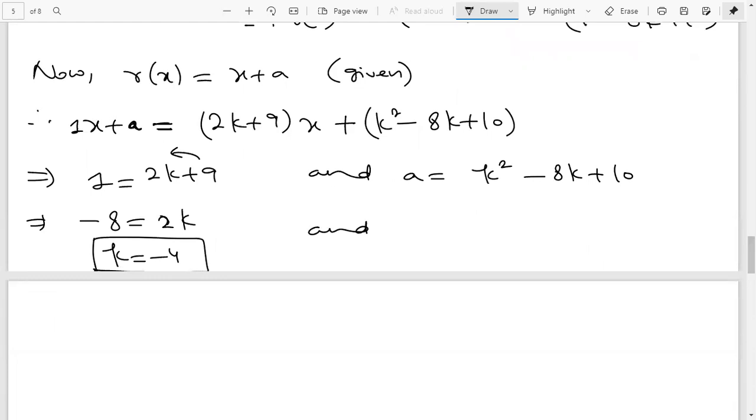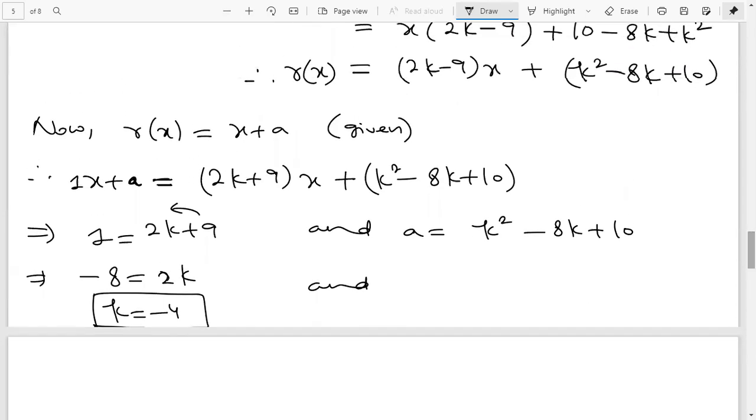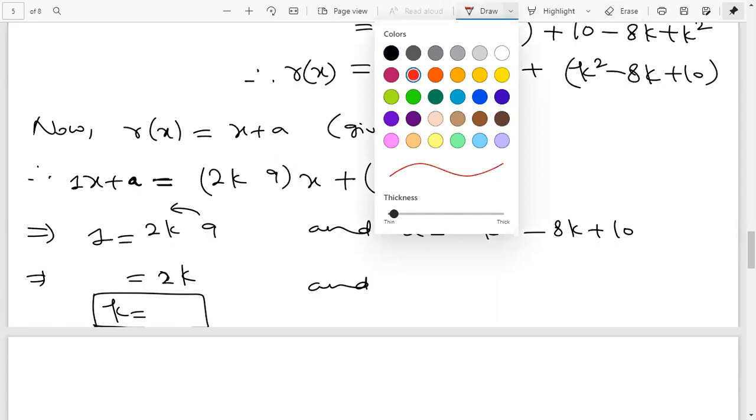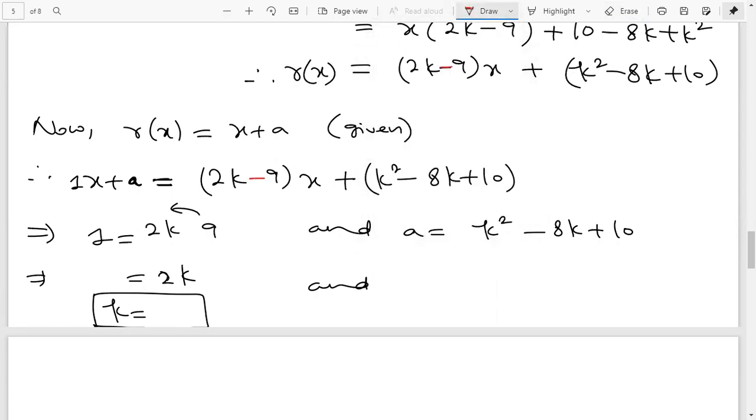And once we get this k value minus 4, we can see the x coefficient. 2k plus 9 is the value. 2k, sorry, 2k minus 9, small error. We have this 2k minus 9, because here we have 2k minus 9.